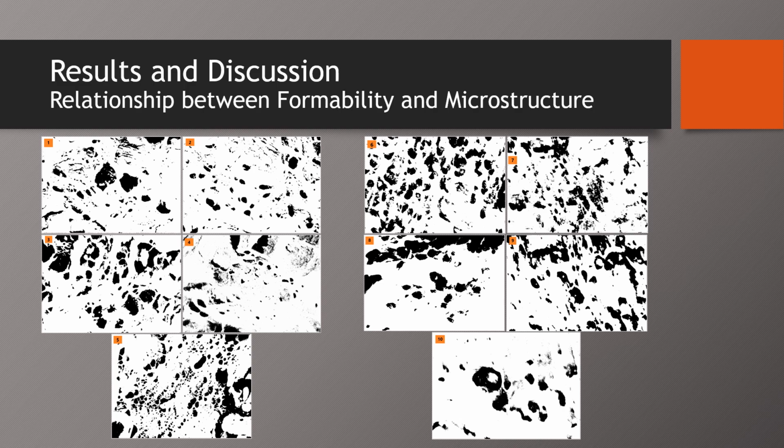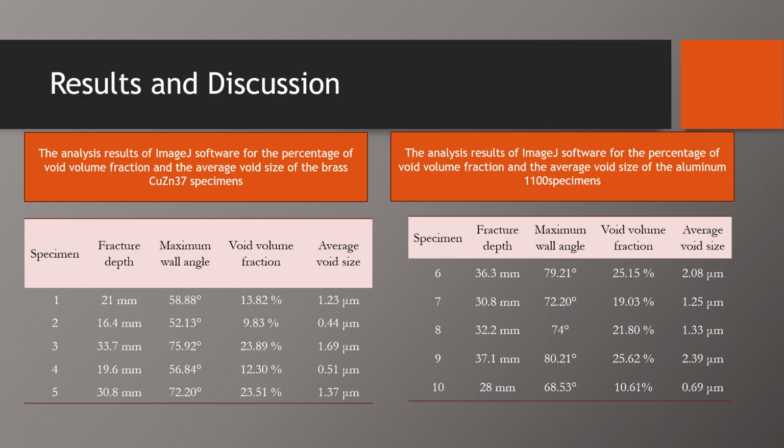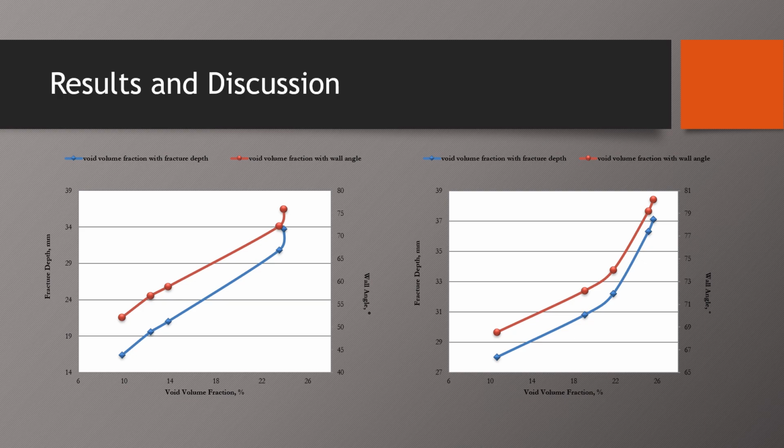These figures show the image analysis photos of the SEM for the brass and aluminum fracture surfaces to find the relationship between formability and their microstructure. The analysis results of ImageJ software for the percentage of void volume fraction and average void size of the ductile materials are shown in this table. From these results, it is found that the relationship between formability and the percentage of void volume fraction and average void size is direct.